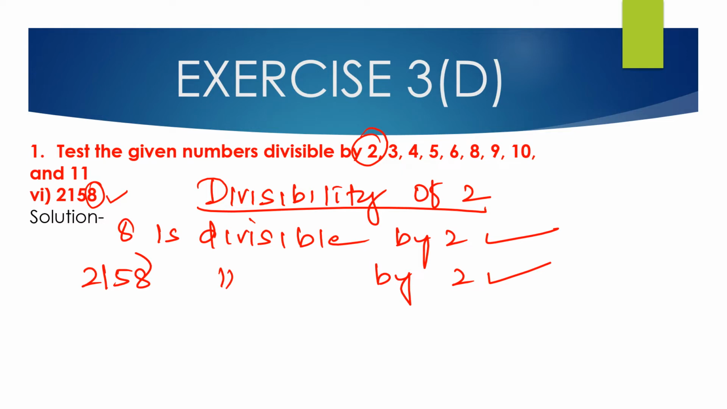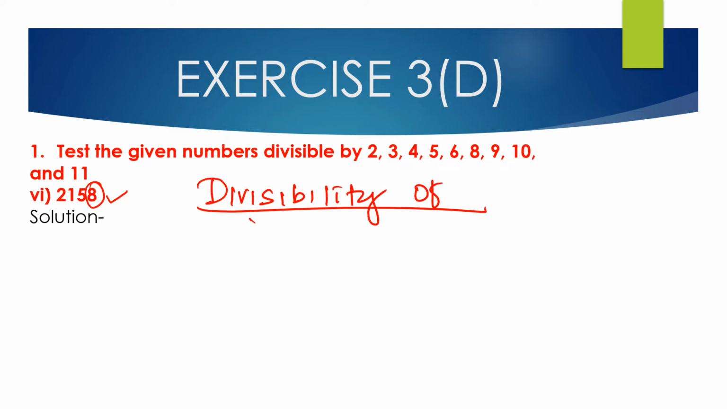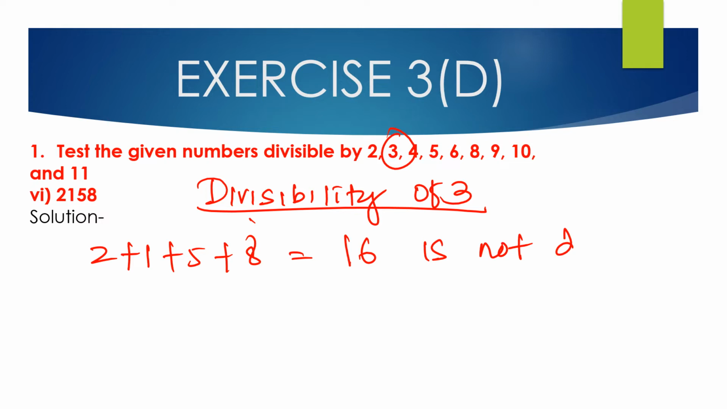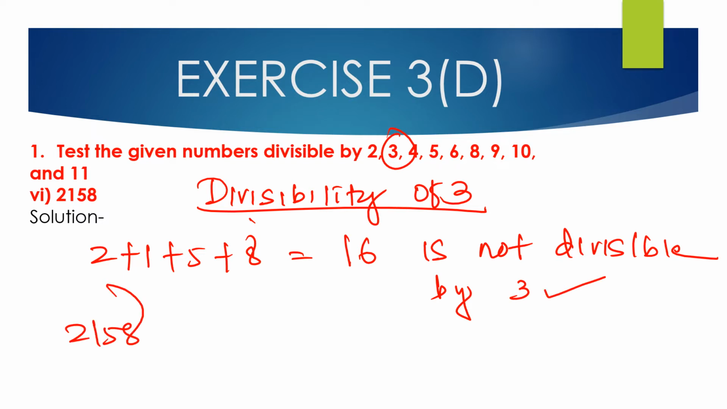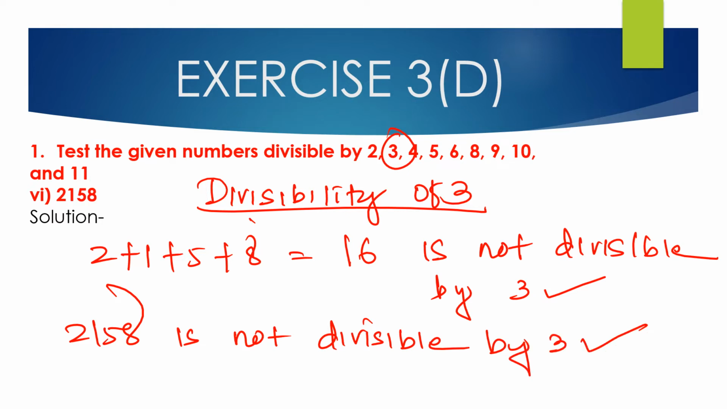Now we will check the number 2158 is divisible by 3 or not. Divisibility of the number 3. We know if the sum of digits, that is the digit sum of the number, is divisible by 3, then the number is divisible by 3. Here the digit sum of the number 2158 is 2 plus 1 plus 5 plus 8, which is 2 plus 1 is 3, 3 plus 5 is 8, 8 plus 8 is 16, and 16 is not divisible by 3. So the number 2158 is not divisible by 3.